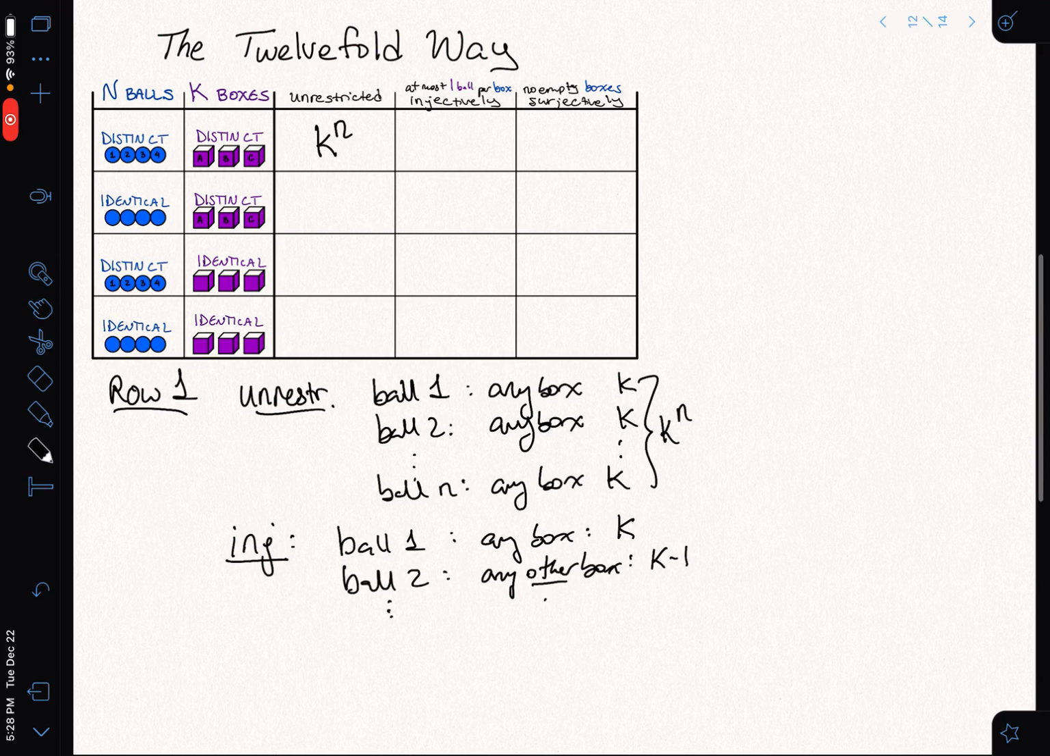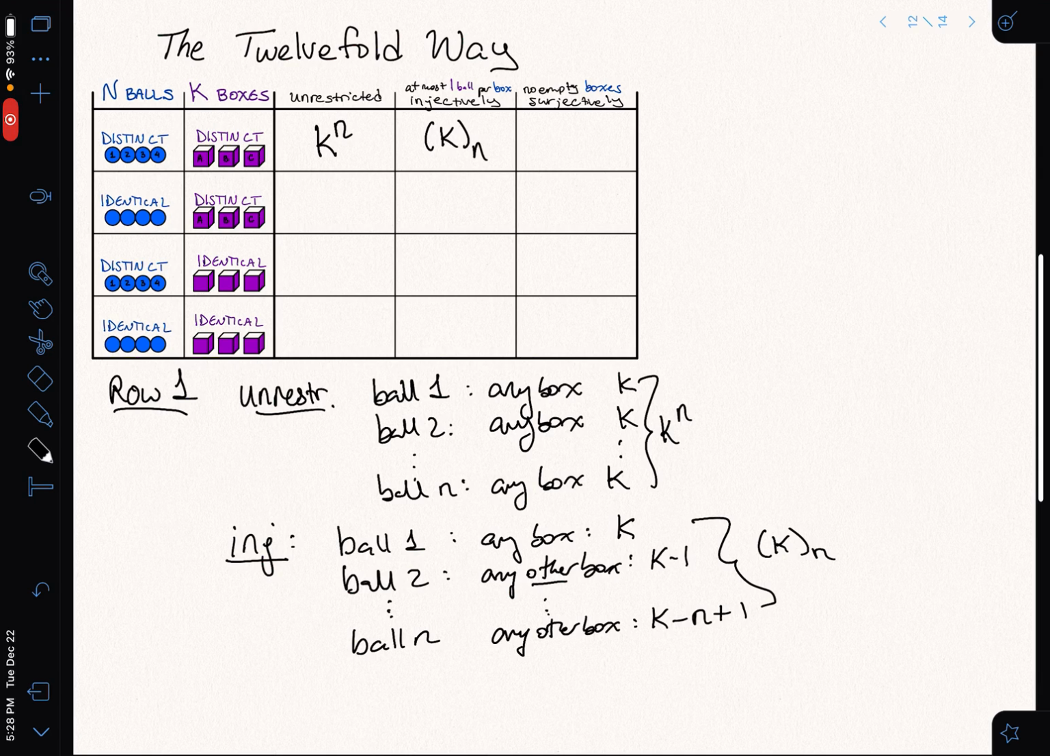And we continue down. And then by the time we get to the last ball, we're going to have any other box again. We can't pick any of the ones that we already did. So we're going to have K minus N plus 1. And this is the falling factorial, K falling factorial N. K times K minus 1 all the way down to K minus N plus 1. That's what's going to go in here. K falling factorial N. So that's sort of like having a permutation.